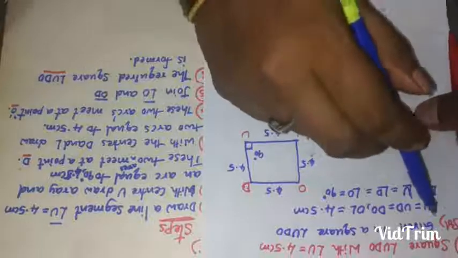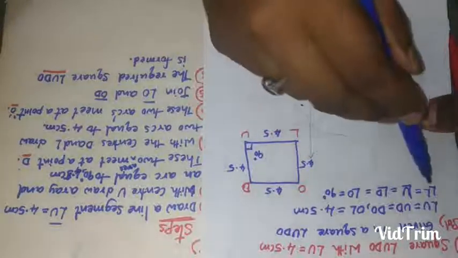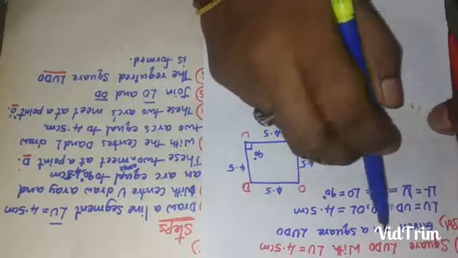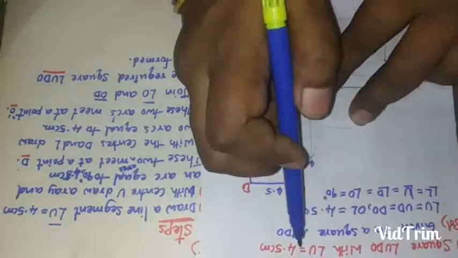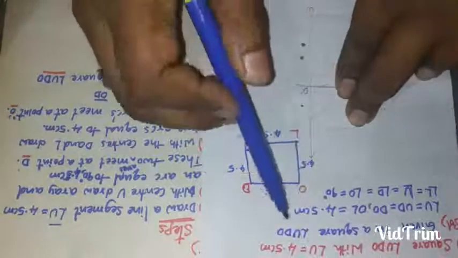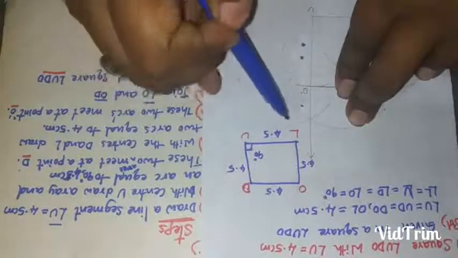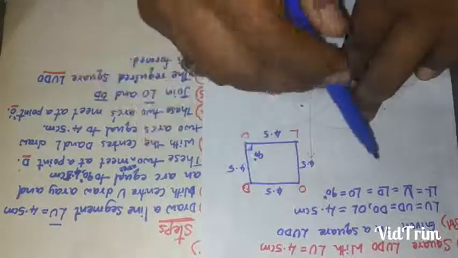Now let us see the other method by using a compass. Drawing 90 degrees by using a compass. So here, square LUDO with LU given as 4.5 centimeters. So this is the first exercise, children. In this first exercise we are using the SSA property. So when 4 sides and 1 angle is given, children.